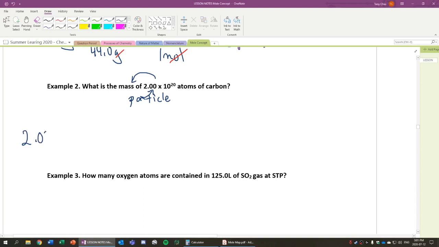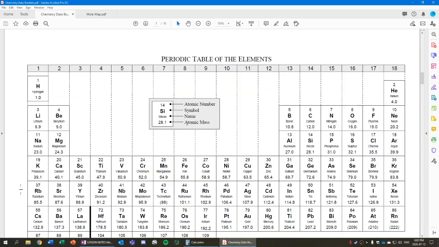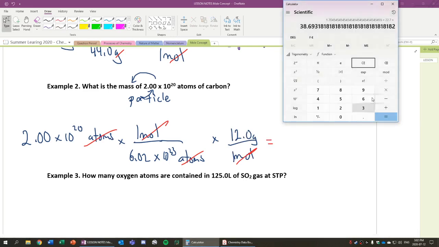We have 2.00 times 10 to the 20 atoms. Our first step, Avogadro's number to get to moles: 1 mole over 6.02 times 10 to the 23 atoms, and that will cancel out my atoms. My next step, multiply by the molar mass of carbon, which is 12. So we multiply by 12 grams per mole, and as you see, the moles will cancel out. So I'm left with my final answer.